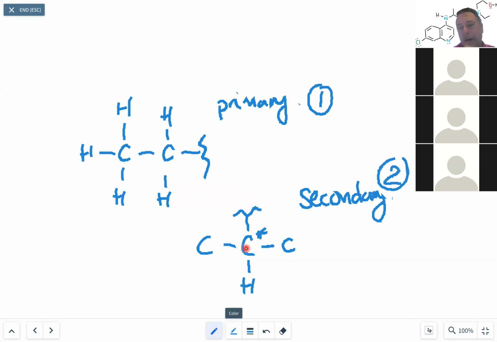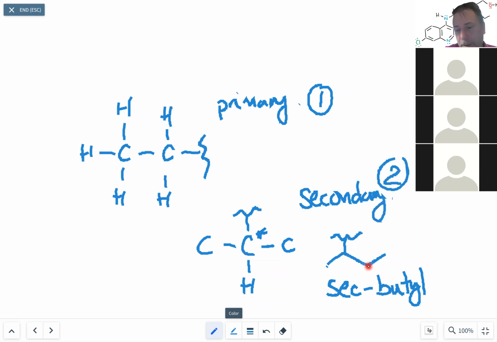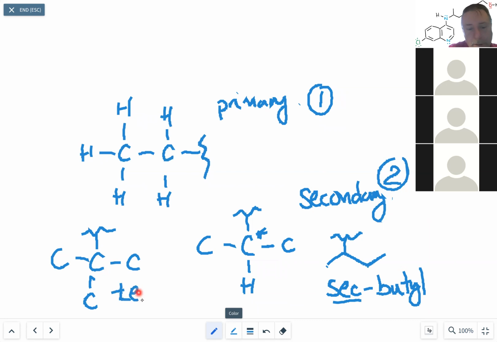And so in this butyl group, it's called sec-butyl because this carbon is bonded to two carbons. So that's where the sec-butyl comes from. And if a carbon is bonded to three carbons, this carbon is what we would call tertiary.